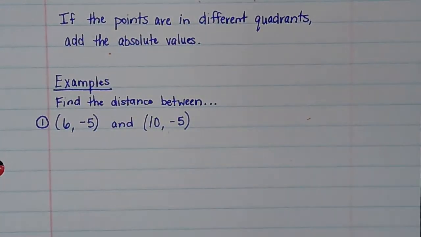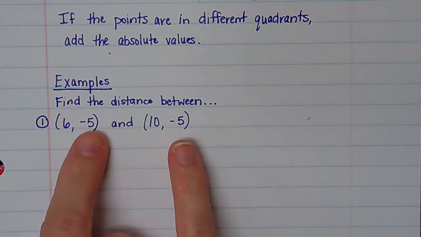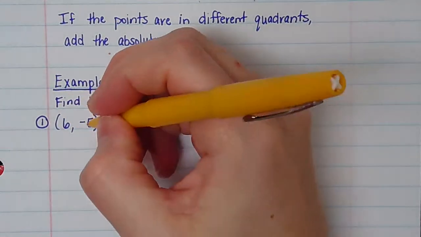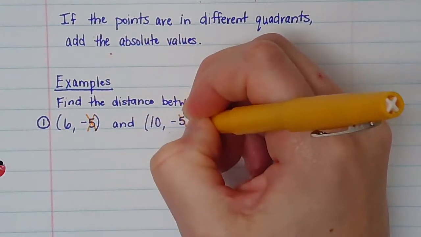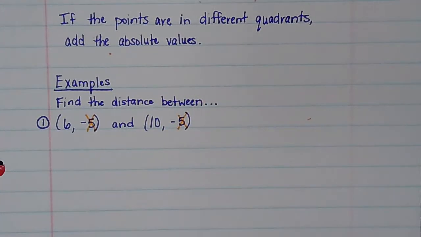Let me get a different color. So what you do is you don't need that number, because remember, I told you it's going to be on a straight line. So this is how you know it's on a straight line, because one of the numbers is the same. So we're just going to cross it out because we don't need it. I don't need a number that's the same. Okay, I care about the numbers that are different.